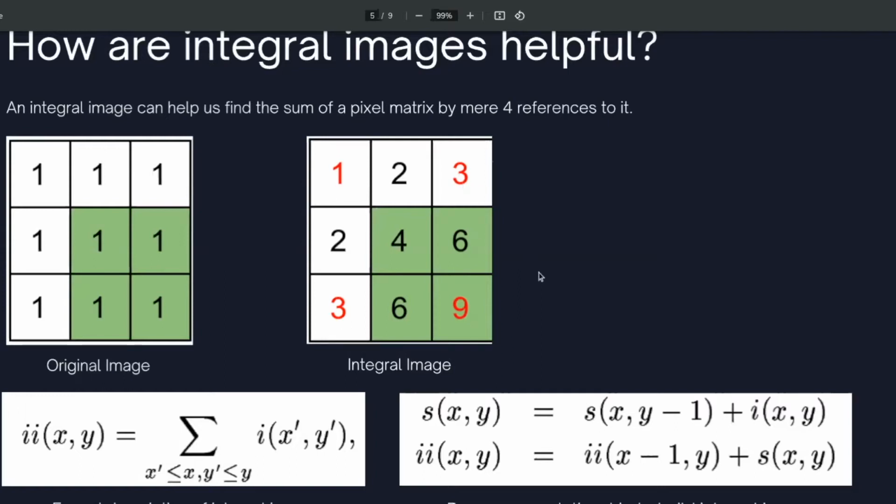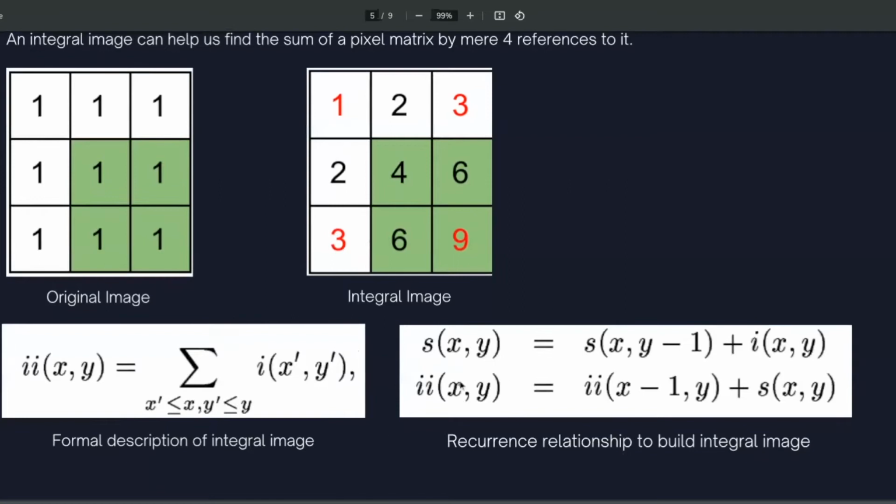which is 4. It might not seem a very efficient computation for now, but you can well imagine that this matrix could be something like 17 cross 10, and then you would have 170 computations to do, and instead you can just do it in 4.